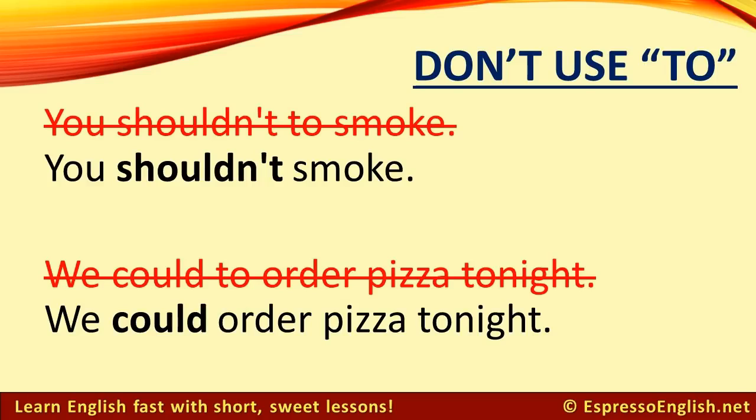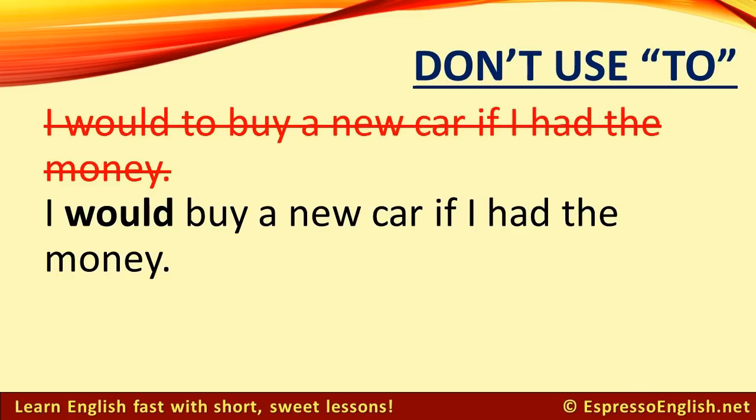Don't use to after should, could, and would. Don't say you shouldn't to smoke. The correct sentence is you shouldn't smoke. Don't say we could to order pizza tonight. The correct sentence is we could order pizza tonight. Don't say I would to buy a new car if I had the money. The correct sentence is I would buy a new car if I had the money. After should, could, and would, always use the base form of the next verb.